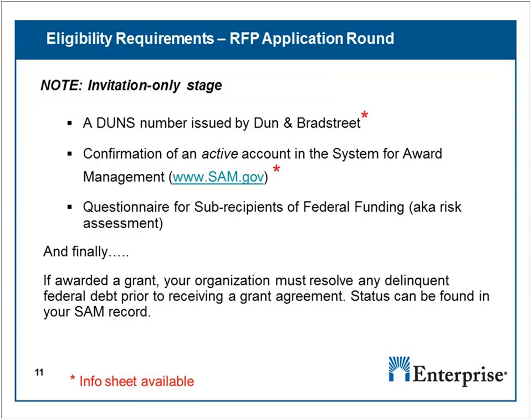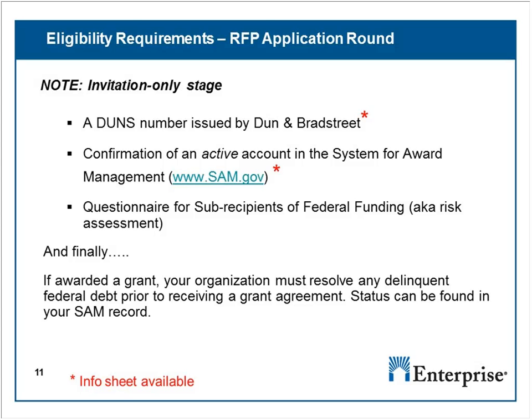A DUNS number, which is issued by Dun & Bradstreet, confirmation of an active SAM account in the System of Award Management, and that can be found at sam.gov, easy to remember, and completion of the questionnaire for subrecipients of federal funding, also known as a risk assessment. Now, this is an enterprise form, and it's going to outline what additional supporting documentation you'll need to submit related to your organization's policies and procedures.